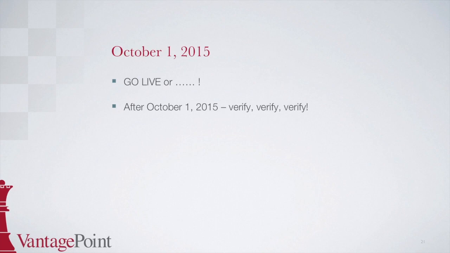Remember, the United States will be using ICD-10 on October 1st of 2015. After the October 1st compliance date, it will be very important to verify that claims are being received and to check remits for denials based on the ICD-10 conversion. This concludes Chapter 1 of ICD-10-CM, Infectious and Parasitic Diseases.